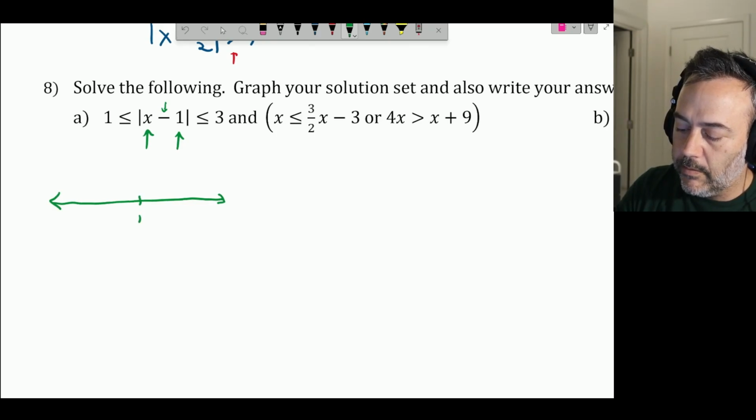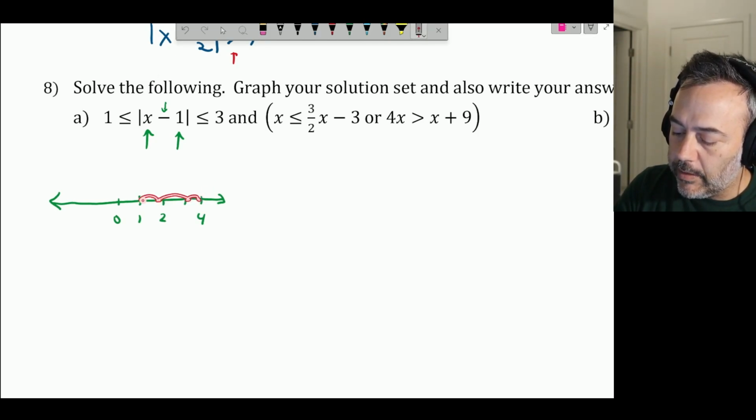So here's 1. And I'm going to go 1 unit away. That's 2 and 0. And now I'm going to go 3 units away, 3 units away from the center, 1. 1, 2, 3. So it goes 3 units up to 4. That's 3 units away. Now I go 3 units to the left, and that would be -2.